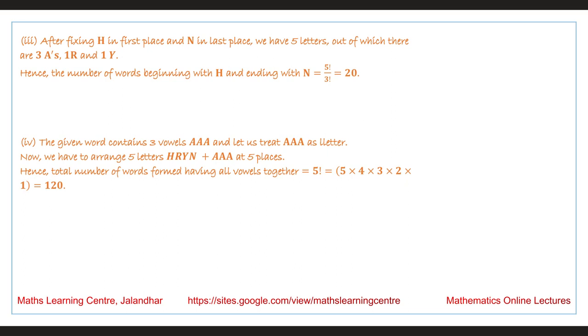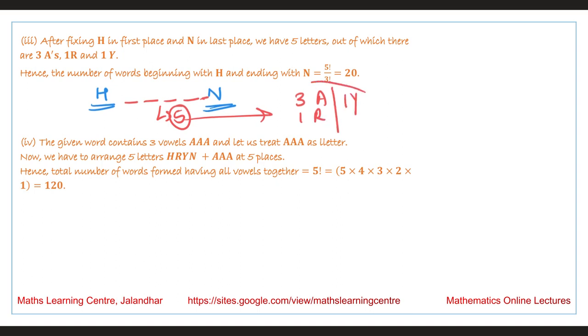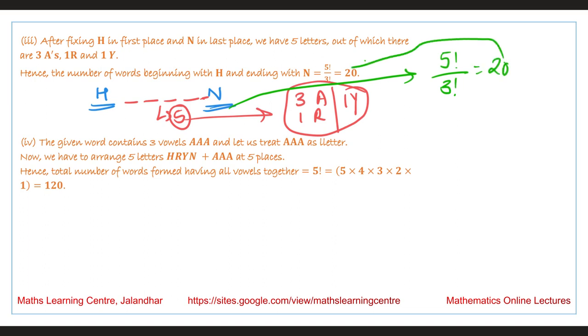The next case we have is that the word begins with H and ends with N. So we are saying that these two places are fixed. Now how many letters are we left with? We are left with 5 letters, out of which we have 3 A's, 1 R and 1 Y. So the total number of arrangements that we can have in this case is 5 factorial over 3 factorial, which is equal to 20. These are the total number of arrangements that we can have.